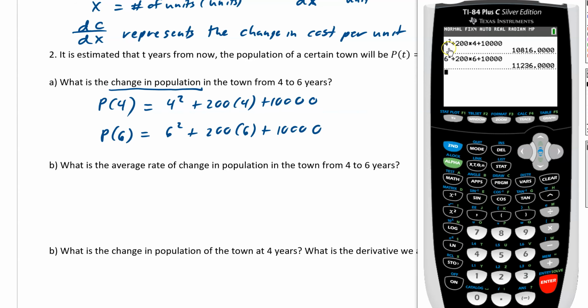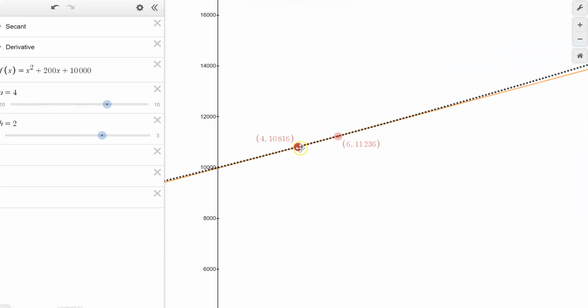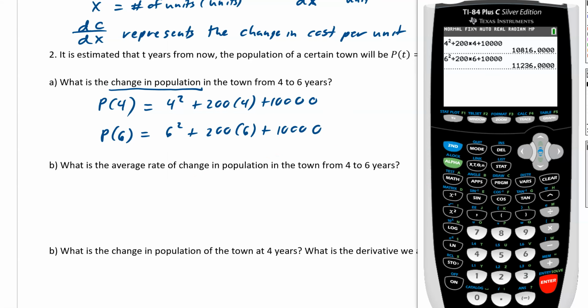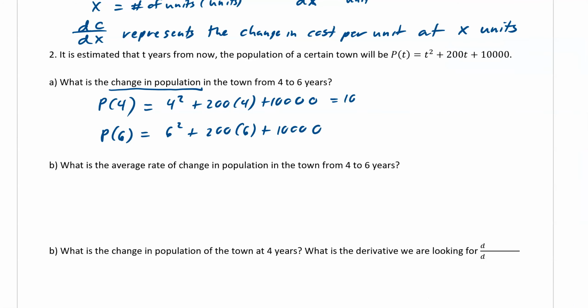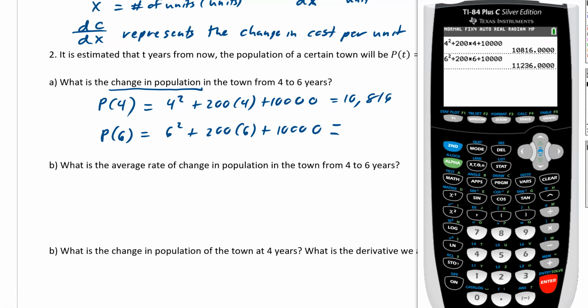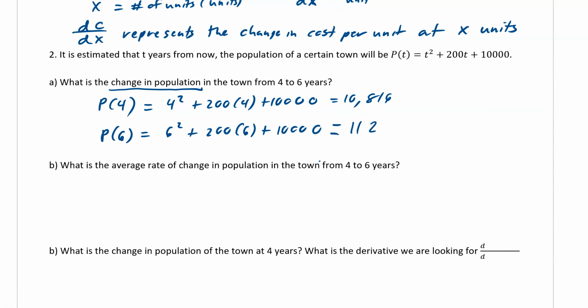If we plug those into our calculator, we get 10,816 and 11,236. So it looks like this. At 4 years, we're at 10,816. It went up to 11,236. They just want to know, how much did it change? So what was our change in population? If we subtract those, it'll tell us our change in population.